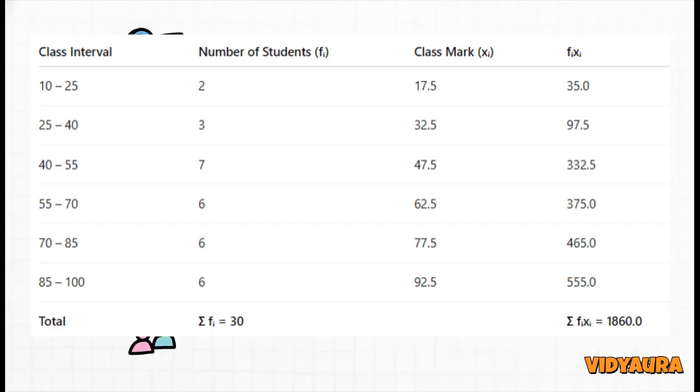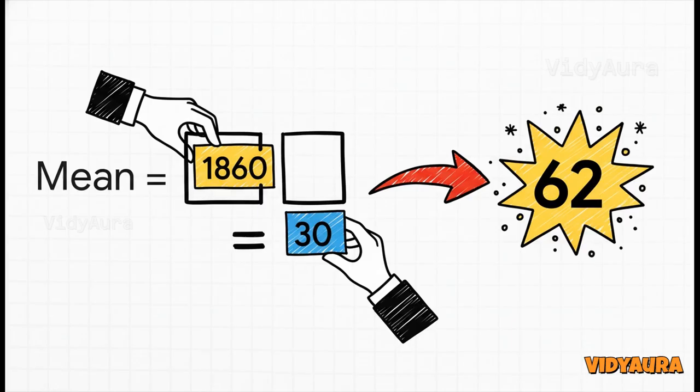And all that work leads us to this, the formula for the direct method. The mean, which we write as x with a little bar on top, you say it x bar, is just the sum of the Fi Xi column divided by the sum of the Fi column. It's that simple. So now, all we have to do is plug in the numbers from our table.